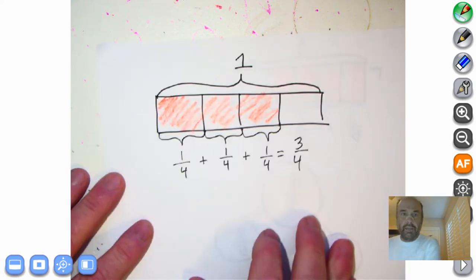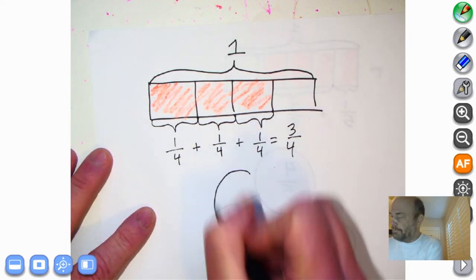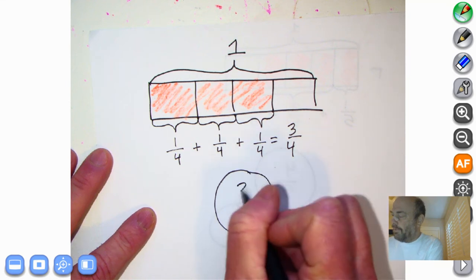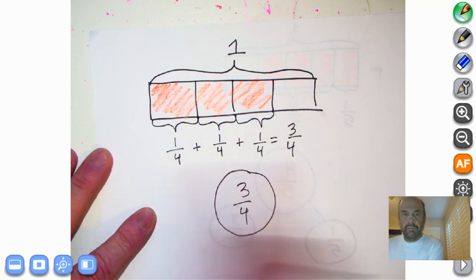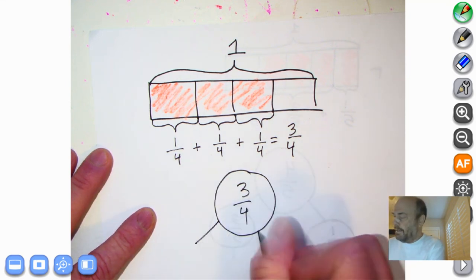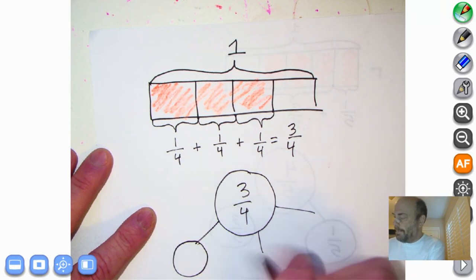So let's make our number bond, our fraction bond. So we have 3/4, and we're representing this math sentence above. So I'm going to do 3 parts.